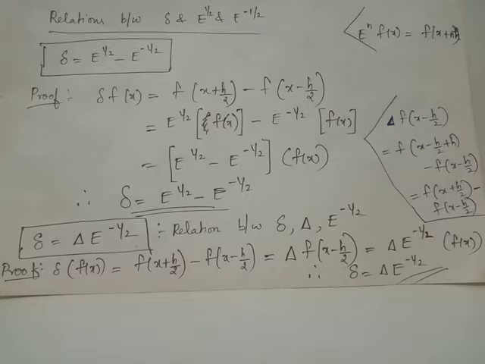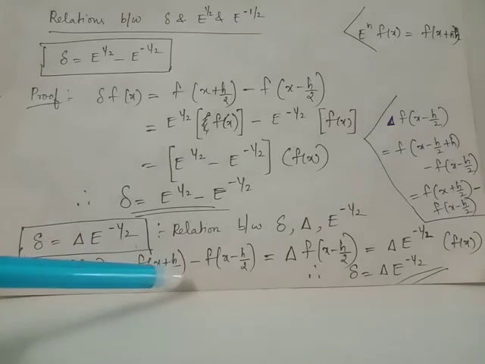When you give f of x as input to the central difference operator, the output is f of x plus h by 2 minus f of x minus h by 2. Notice that when you give f of x minus h by 2 as input to the forward difference operator, the output is f of x minus h by 2 plus h minus the same function f of x minus h by 2. Here, h minus h by 2 will give positive h by 2. Thus, the output is f of x plus h by 2 minus f of x minus h by 2, which is exactly the same expression.